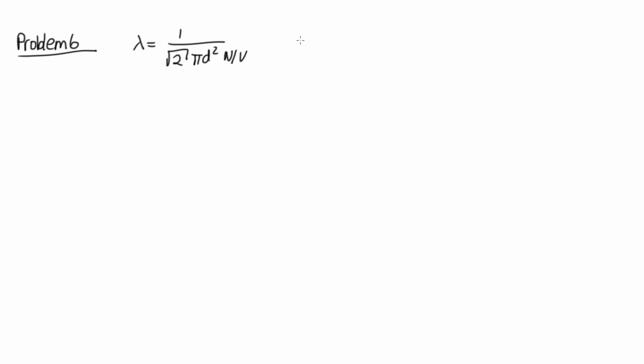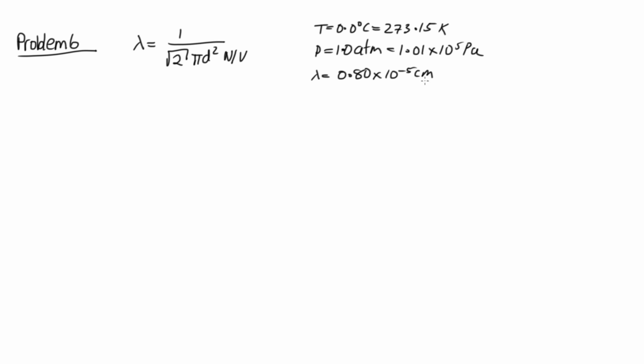And in the question, we're told that our molecules are at 0.0 degrees C, which if we need to use this, we'll need it in kelvins. So 273.15 kelvins. Our pressure is equal to 1 atmosphere, which is equal to 1.01 times 10 to the 5 pascals. We're also given the mean free path, so we're told that this is equal to 0.80 times 10 to the minus 5 centimeters. So to get it into SI units, we need to divide by 100. So this is equal to 0.80 times 10 to the minus 7 meters.